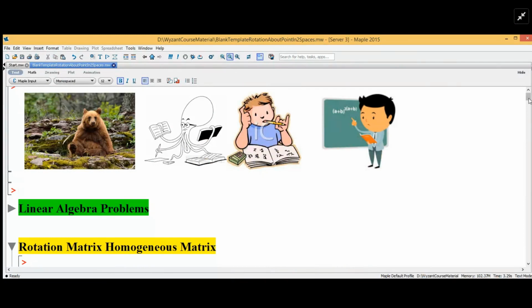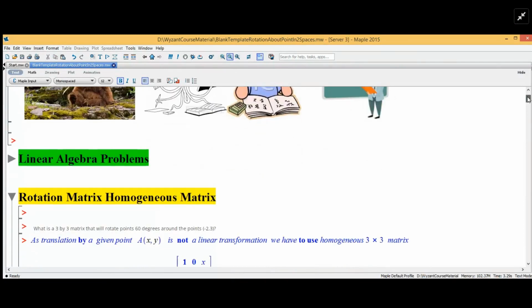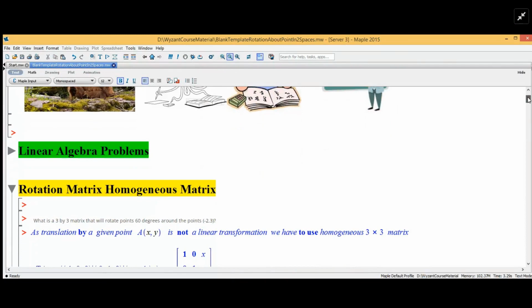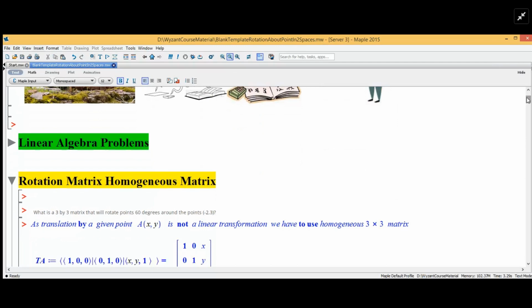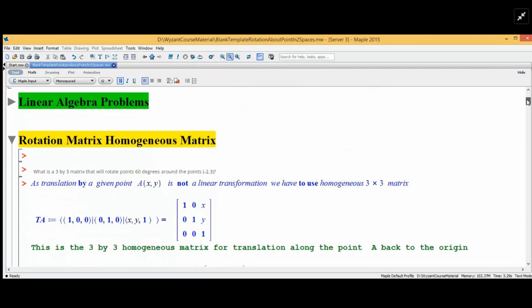So this problem is to find the 3 by 3 matrix that will rotate points 60 degrees around the given point (-2, 3). So I'm going to give the most generalized solution using the given point as (x, y), since, excuse me, it's not a linear transformation. We have to use the 3 by 3 homogeneous.